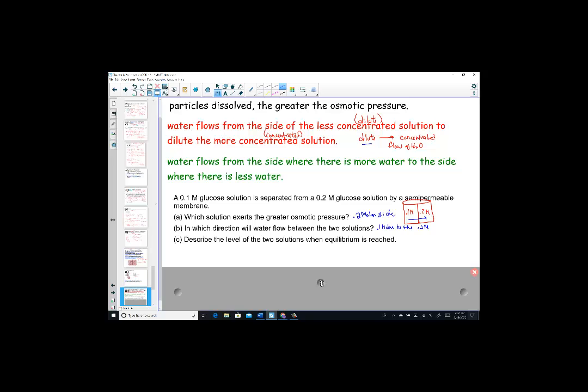Describe the level of the two solutions when equilibrium is reached. At the start, we had an equal volume. And at the end, as water flowed, the 0.1 molar would go down and the 0.2 molar would go up. As water flowed from one side to the other until an equilibrium was achieved, we have two different water levels.